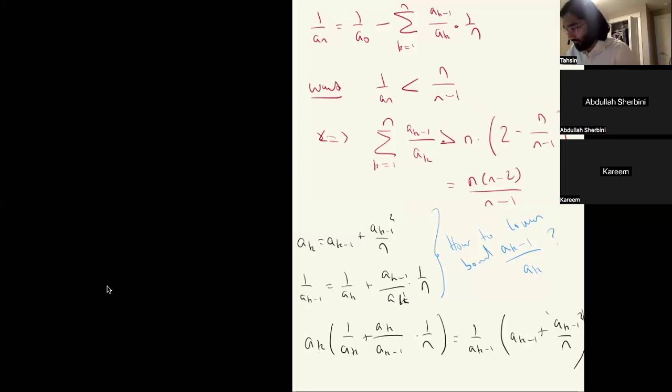So this is okay because this is the term that we said is less than 1, right? So now we're trying to lower bound it. So this is consistent. This makes sense.